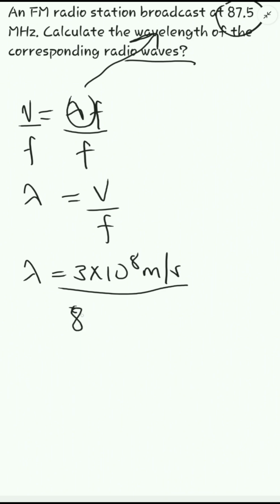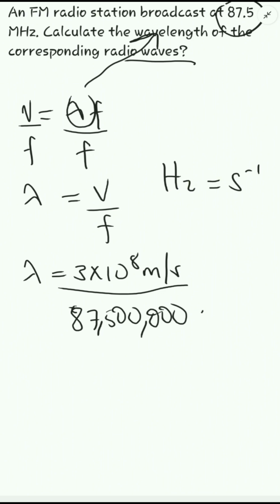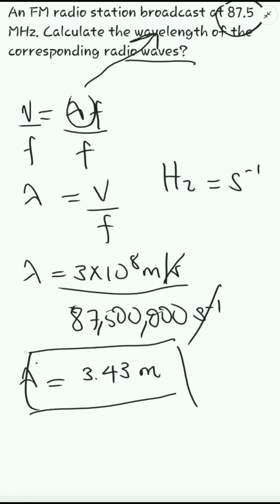hertz. Now what we need to know is that hertz is the same as the inverse of a second, meaning that we have hertz to be equivalent to seconds to the power -1. So there I can replace it with seconds to the power -1, such that the second on top cancels the second down, only leaving us with meters, and upon dividing I get 3.43 meters as the solution for my problem.